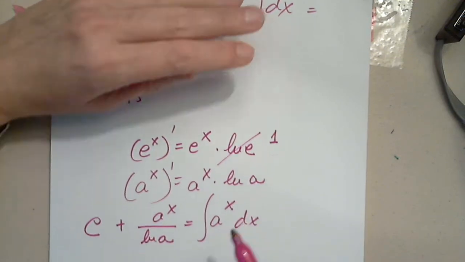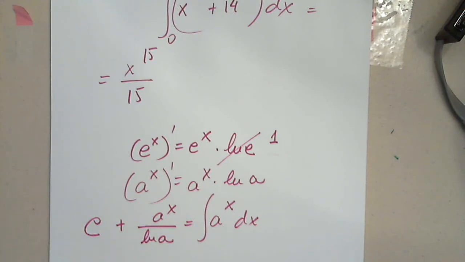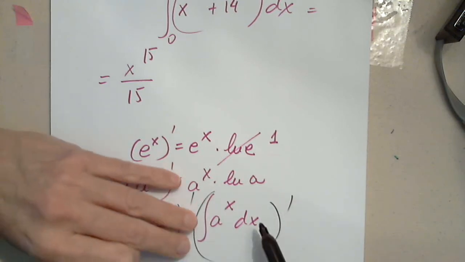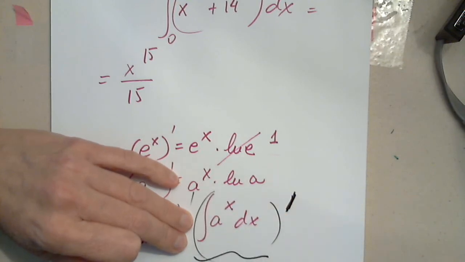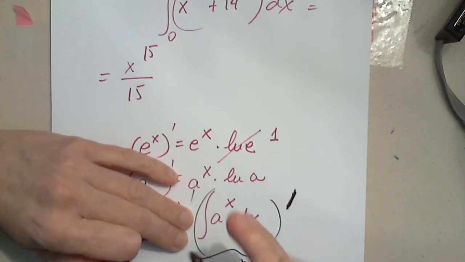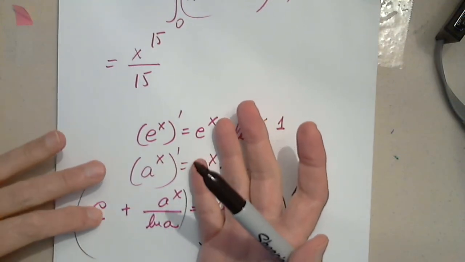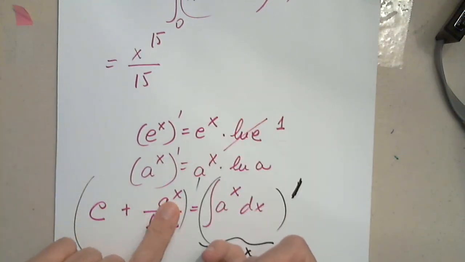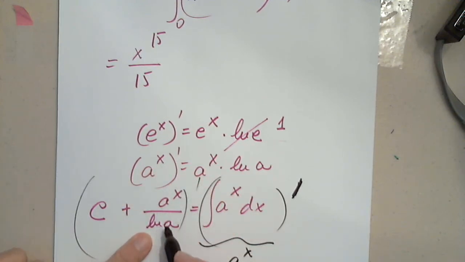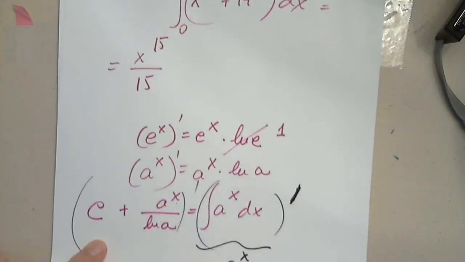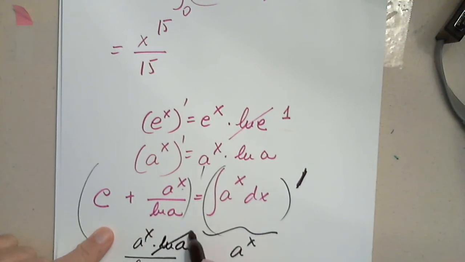Here's why. Remember what we said, that the indefinite integral can always be checked. When I differentiate this, the derivative cancels the integration, so from here I get a to the x. But let's see what we get here. When I differentiate the constant, I get 0. When I differentiate a to the x, I get a to the x times natural log a. This is a constant. It stays in the denominator. There is nothing I can do about it. But a to the x prime is a to the x times natural log a, and that's why these two go away and I have the same.